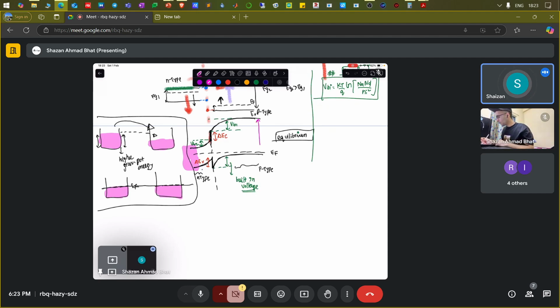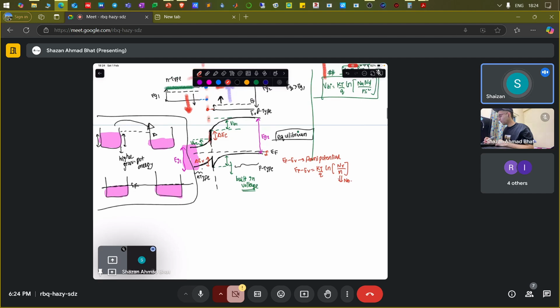So you remember that this particular gap is basically the EG. Let's call it EG2. This particular gap is EG1, and this particular difference, which is EF minus EV, is called the Fermi potential. And you know from basic physics that EF minus EV is kT over q ln of NV divided by, let's call it some electron concentration n. Basically, if it is p-type, then it will be Na, or maybe some certain concentration of the holes.